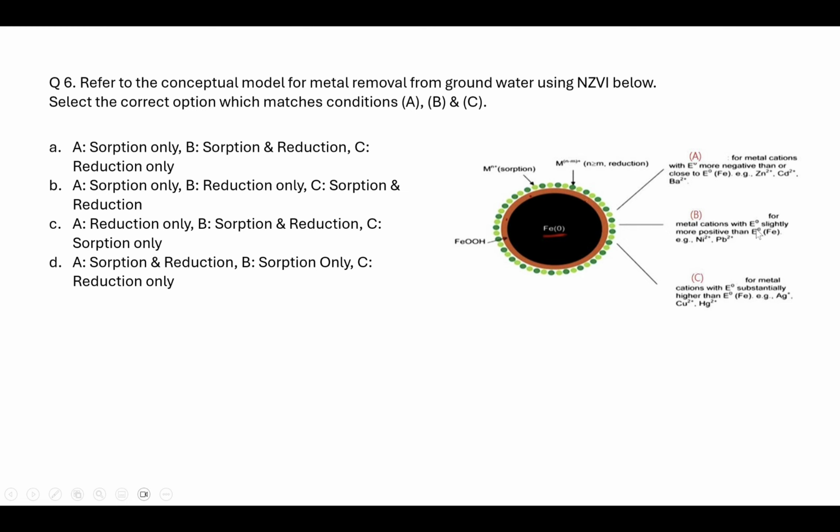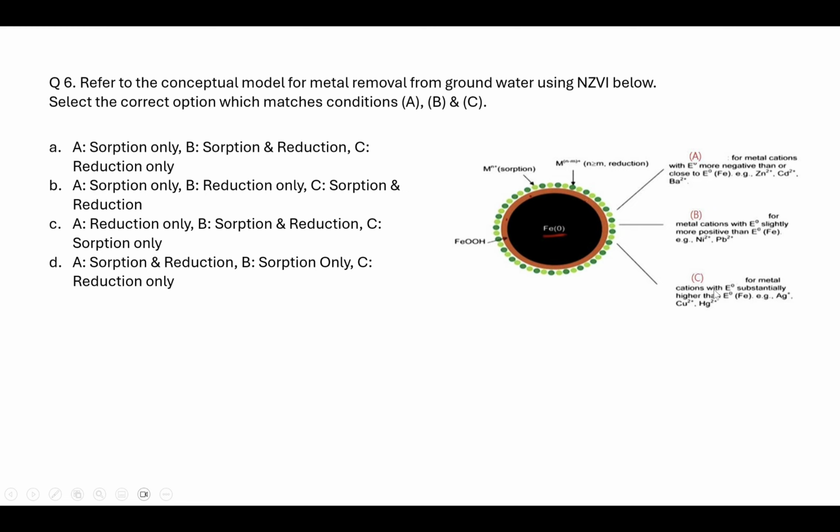But here the difference between E naught values is not that much. So there will obviously be reduction, but we also need to remove these metals by sorption, because the difference in E naught of nano zero valent iron and the pollutant is not that much. So the reduction reaction will not wholly remove the pollutants. So B will be reduction and sorption.